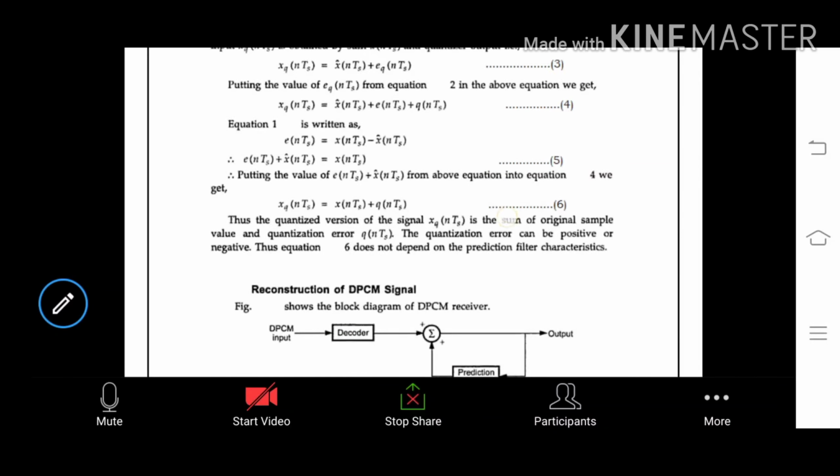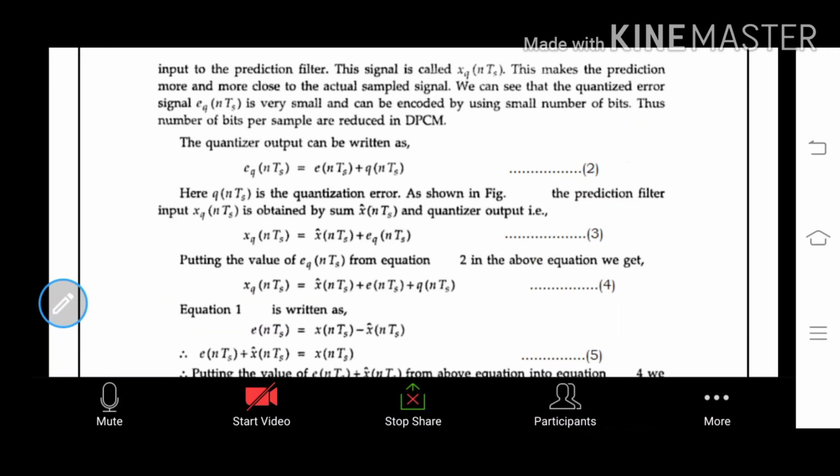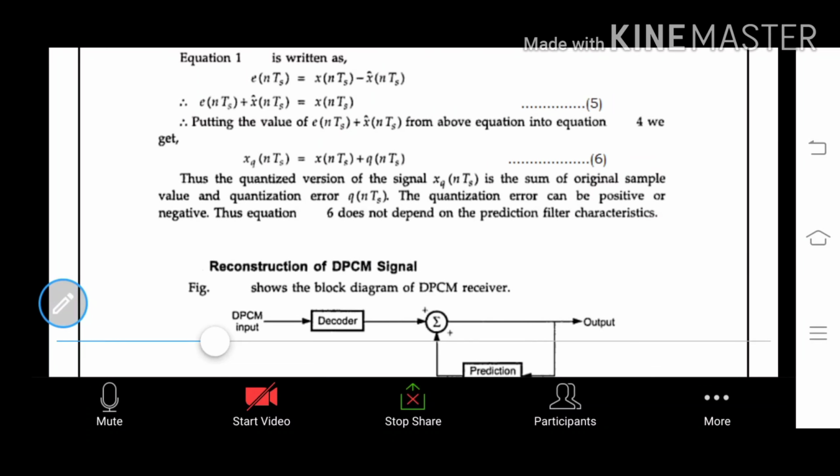Further, we can explain how to derive the equation of the DPCM transmitter. We already discussed the quantization error output: eq(nTs) is equal to e(nTs) plus q(nTs), both being the comparator's output signal. Here q(nTs) is the quantization error of the signal, and xq(nTs) is obtained from the summation of x cap(nTs). The signal delivered can be defined as xq(nTs), that is x cap(nTs) plus eq(nTs), and so on.